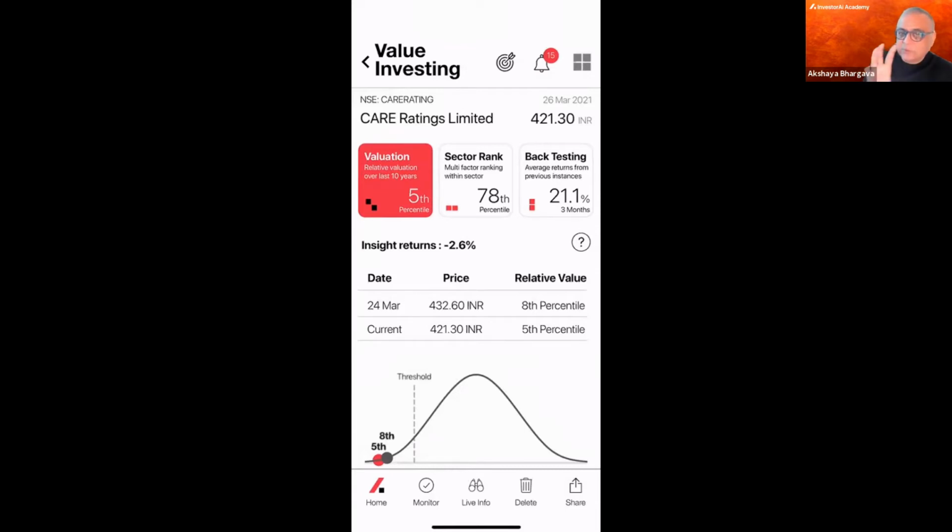So there are 3 things you have to ask yourself. Firstly, is it an undervalued company? Secondly, is it a good company? And thirdly, has it happened before and how quickly does the price bounce around? And the top section actually tells you everything. So it is telling me it's on the 5th percentile, which is great.